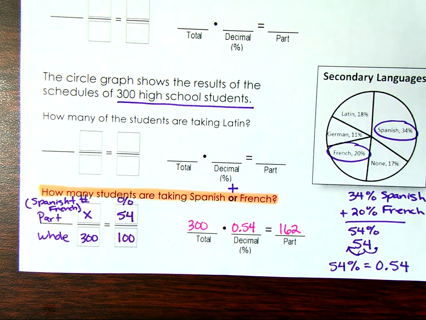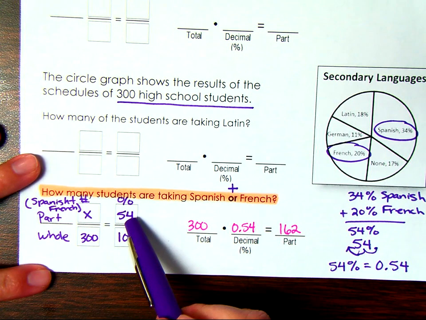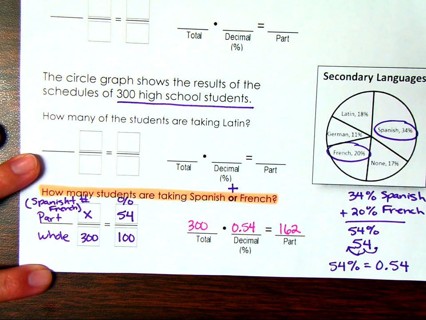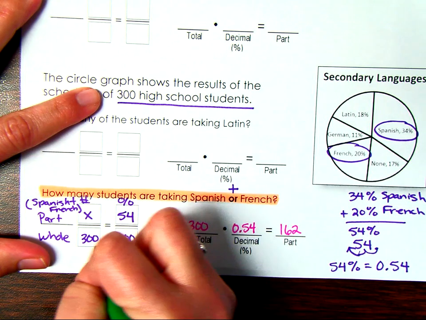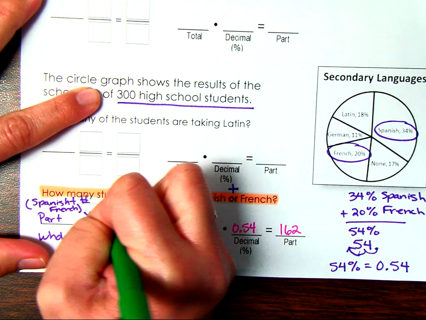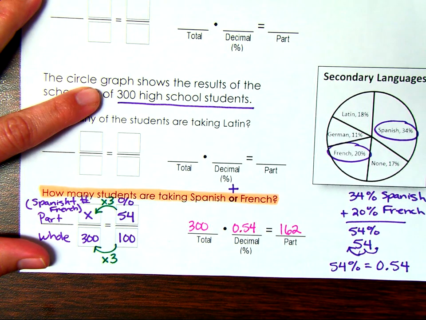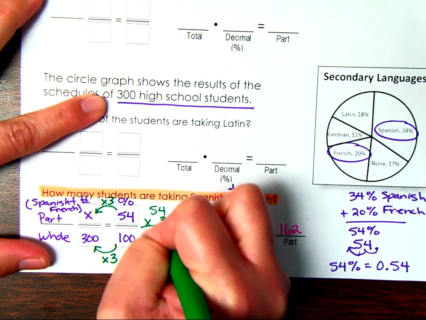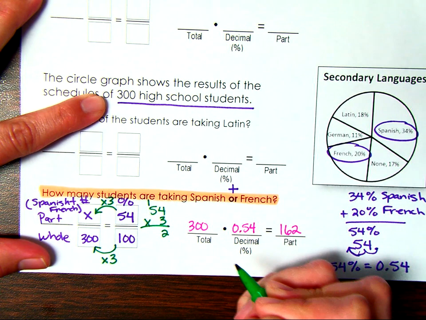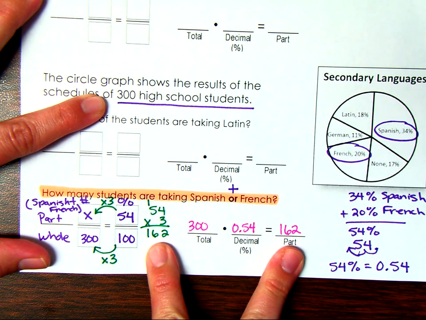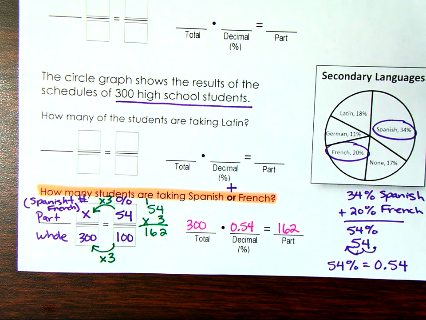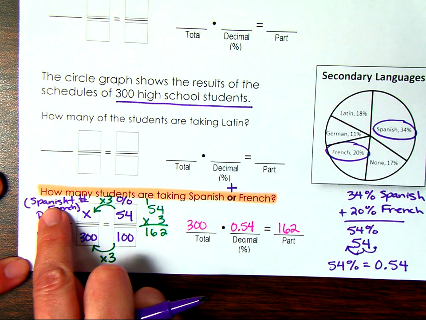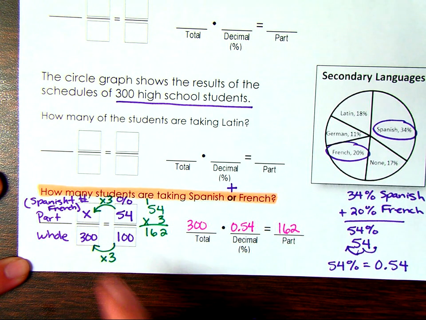54% out of 100. Here again, you can cross multiply 54 times 300 divided by 100, but those are big numbers. So I know from right to left, I can do 100 times 3 to get to 300. So I'm going to do that right to left on the top. So 54 times 3, 4 times 3 is 12, 3 times 5 is 15, plus 1 is 162. Check it out. We got the same thing a different way. So you need to work with whatever strategy works best for you. So what does that 162 represent? It represents 162 students that are taking Spanish or French out of the 300.